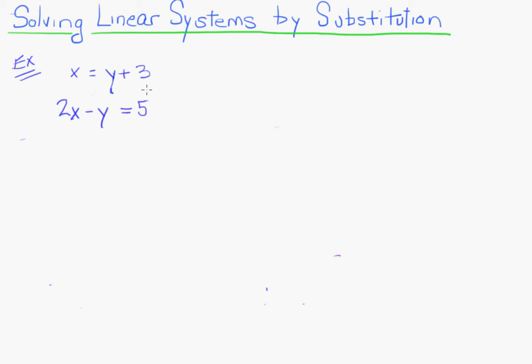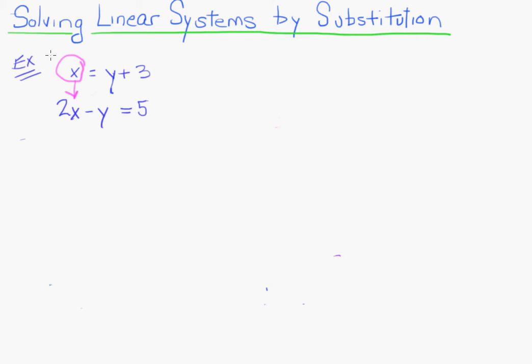Here is an example of solving linear systems by substitution. Now remember, when we're solving linear systems, we're looking to see if the lines cross each other at some point, or whether they are the same line, or whether they don't cross at all, which means they would be parallel lines.